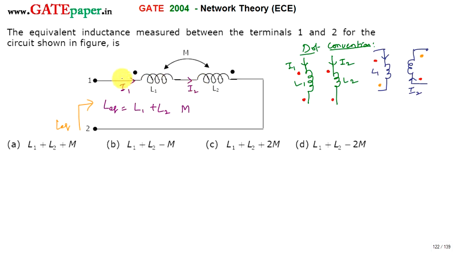Now the current flowing through L1 is entering the dot, whereas the current flowing through L2 is leaving the dot. So definitely M must be negative related to L1, and similarly related to L2 also. The current flowing through L2 is leaving the dot, whereas the current flowing through L1 is entering the dot. So again it is going to be minus M. So the total is L1 plus L2 minus 2M. So this is the equivalent inductance. So the right answer is D. Thank you.